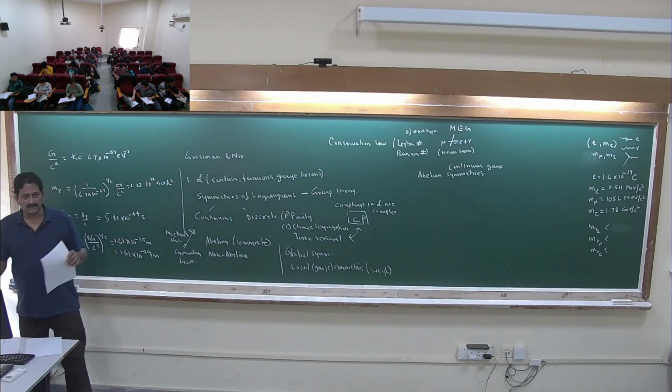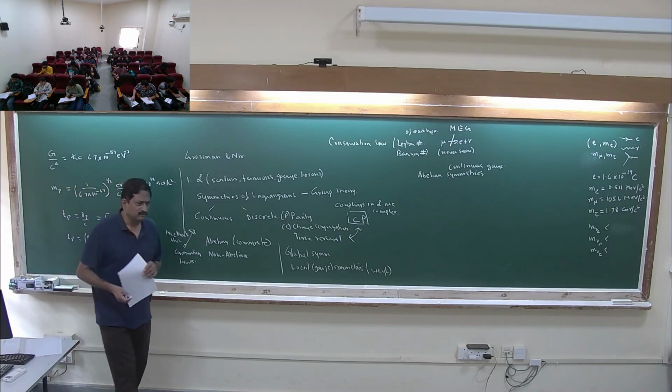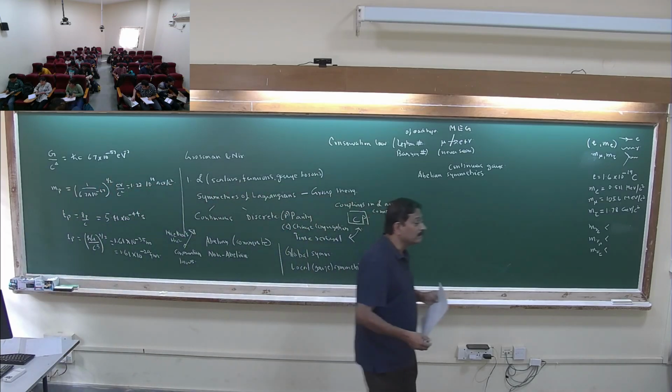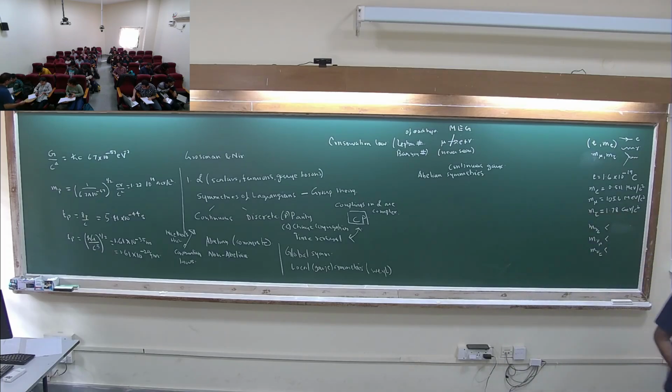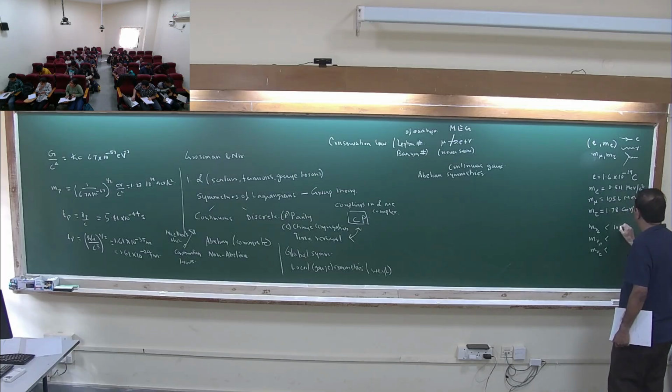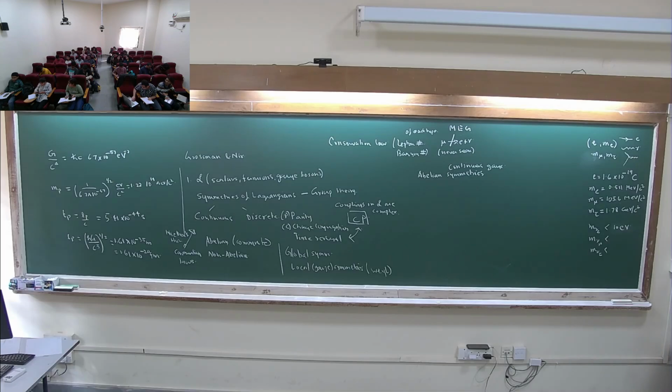Now, if I keep writing all these things, people will not remember. Less than which one? Okay, then. See, this is ridiculous, isn't it? This is eV scale. This is MeV, GeV. I mean, we have 9 orders of magnitude over here. Why? Nobody knows.